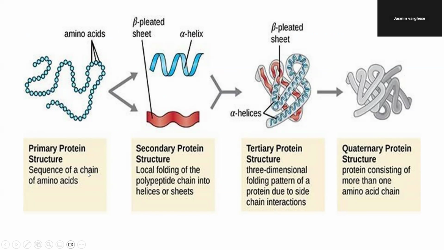Primary protein structure is the sequence of chains of amino acids, just a sequence of chains we can see. Secondary structure has local foldings; you can see the folding of the polypeptide chain into helices. This is called helices or sheet, either helices or sheet. Then tertiary protein structure is the three-dimensional folding pattern of protein due to side chain interaction, so it looks three-dimensional. And this is quaternary protein structure, a protein consisting of more than one amino acid chain. So here is one chain, and here are many amino acid chains.